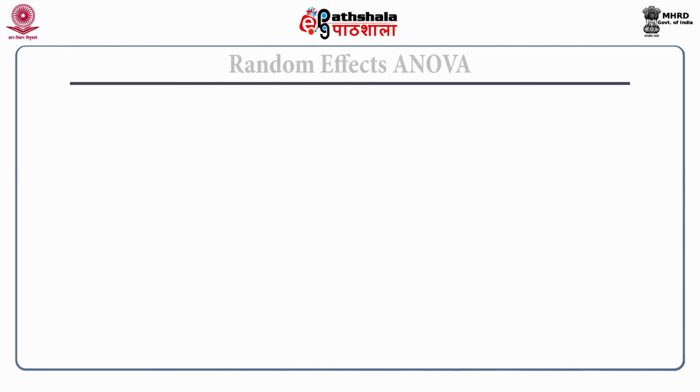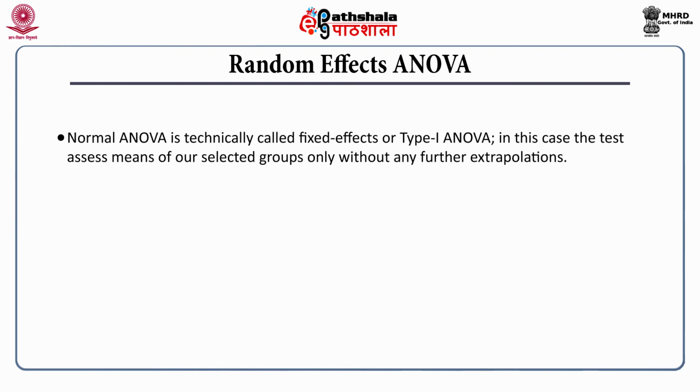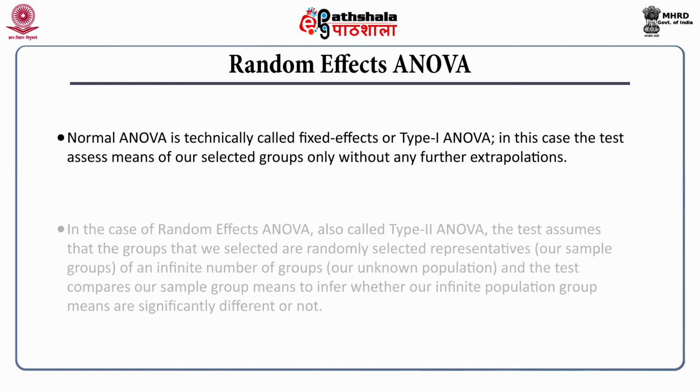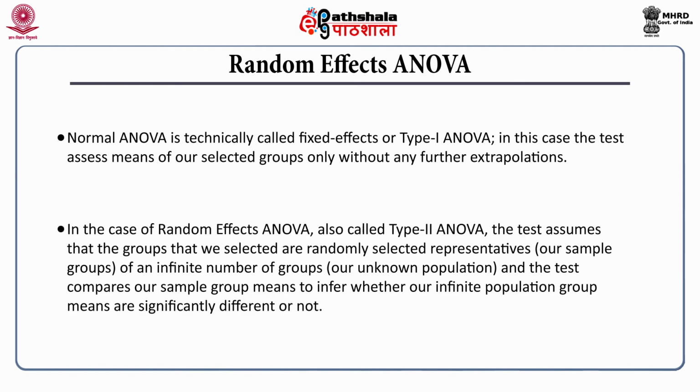Another type of ANOVA is random effects ANOVA. Normal ANOVA is technically called fixed effects or type 1 ANOVA. In this case, the test assesses the means of our selected groups only without making any further extrapolations. In the case of random effects ANOVA, also called type 2 ANOVA, the test assumes that the groups that we selected are randomly selected representatives, our sample groups, of an infinite number of groups, our unknown population. And the test compares our sample group means to infer whether our infinite population group means are significantly different or not. So that is what you call the random effects ANOVA.